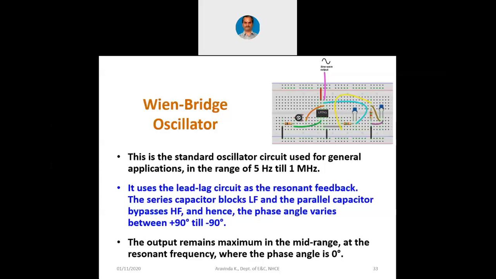That is going to be produced here also. With additional components, with the op-amp, the total loop is going to produce 360 degree phase shift. That is going to happen here also now. But when I mention here that the phase angle is 0 degree, that is with reference to the lead lag circuit. That is plus 90 to minus 90 when it is happening. The mid range is 0 degree. So output remains maximum in the mid range. That is the resonant frequency.